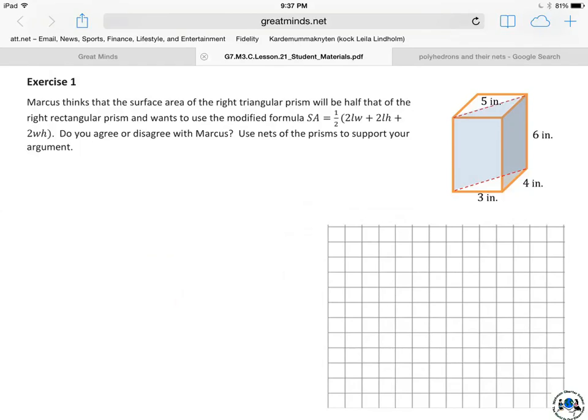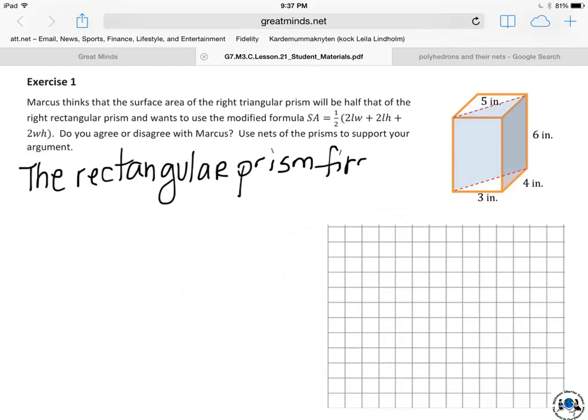And again, this is one I would much rather you do along with me, pausing as you go as I move through solving this problem. Pause because I might go a little bit too quickly. Let's see what I first did. So, the rectangular prism first. Okay, so let's go ahead and handle that rectangular prism first.